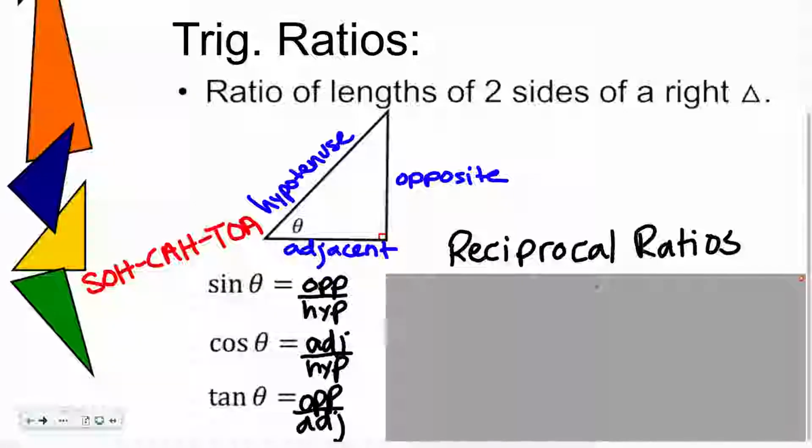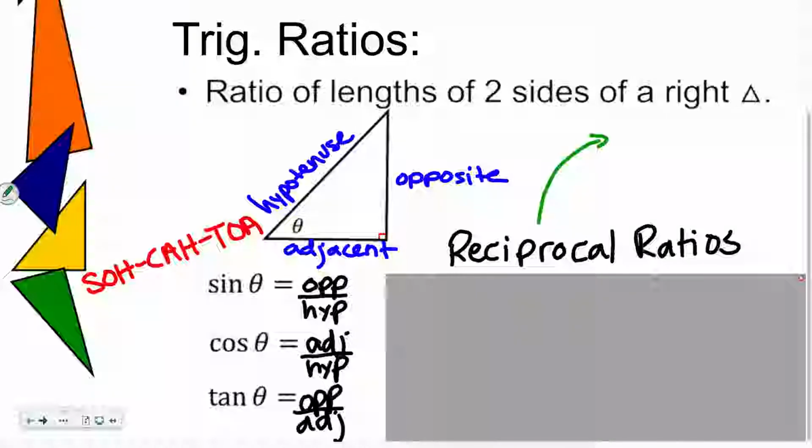So what do I mean when I say reciprocal? Flipped. When you say opposite, I think change signs, right? Plus and minus. When we say reciprocal, we should think about flipping the fraction. So we already know what the reciprocal ratios are going to look like: hypotenuse over opposite, hypotenuse over adjacent, adjacent over opposite. They're just the flipped versions of sine, cosine, and tangent, but they have new names.